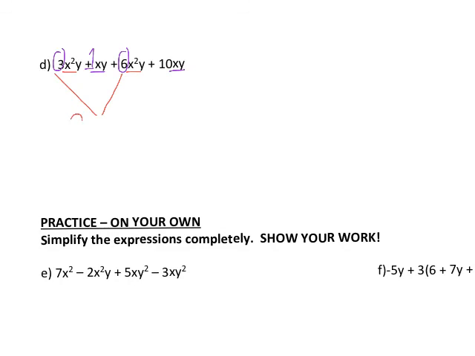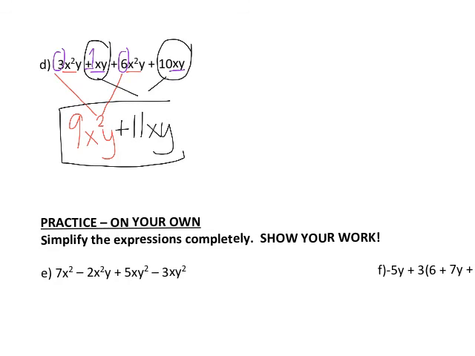So now I can just add those coefficients together, 9x squared y. And I can also take this term, the 1xy and the 10xy, and combine those together, and that is just 11xy. So take your time when you're practicing these. Check and see if the exponents are the same. Check and see that the variable order is the same, and then add the coefficients together.